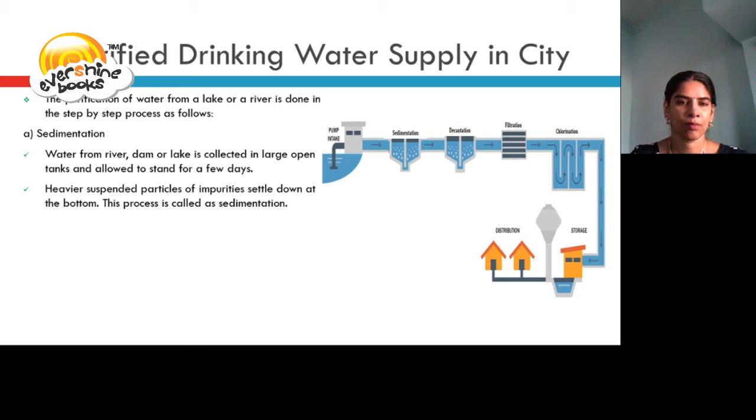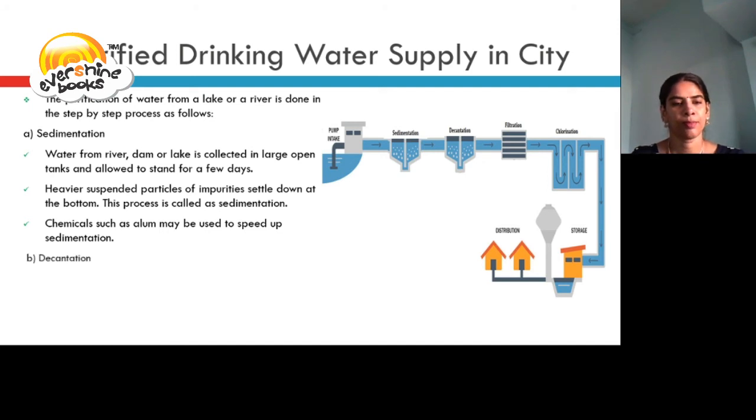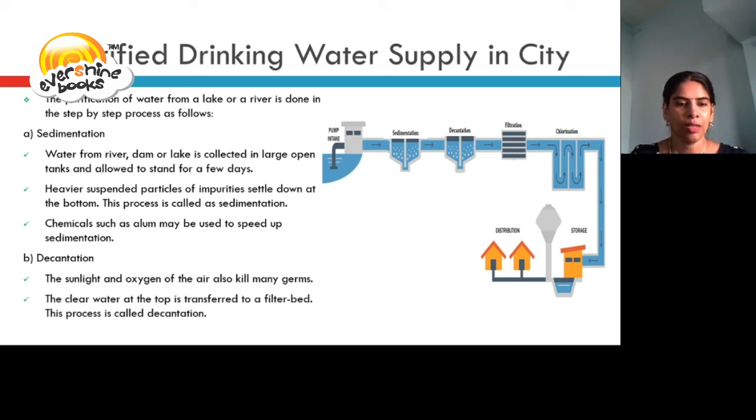Chemicals such as alum may be used to speed up sedimentation. The second step is decantation. The sunlight and the oxygen of the air kill many germs. The clear water at the top is transferred to a filter bed. This process is called decantation.